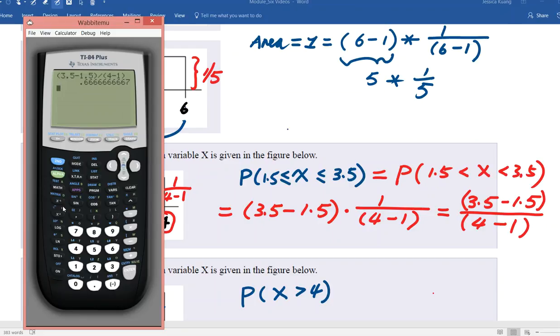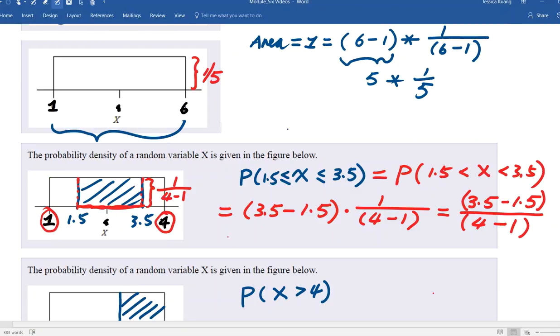Now, depending on the instruction, you might have to round it to certain digits, or you might have to convert that to a reduced fraction. So just pay attention to the instruction.